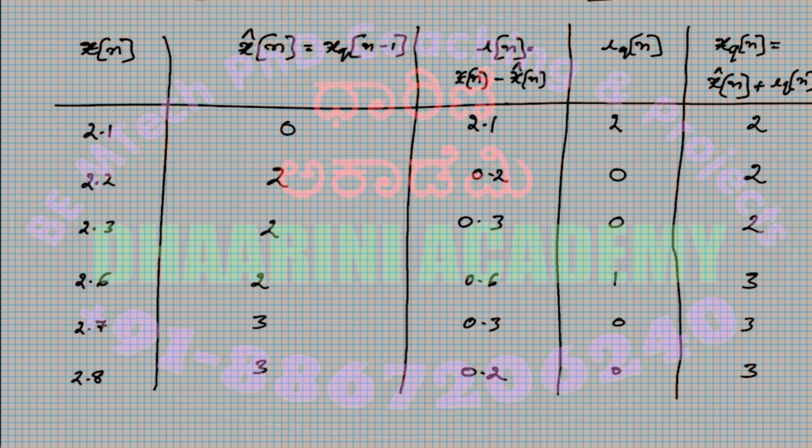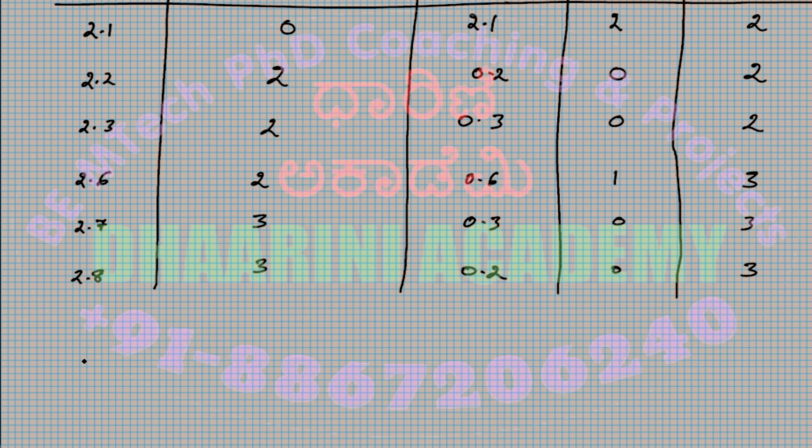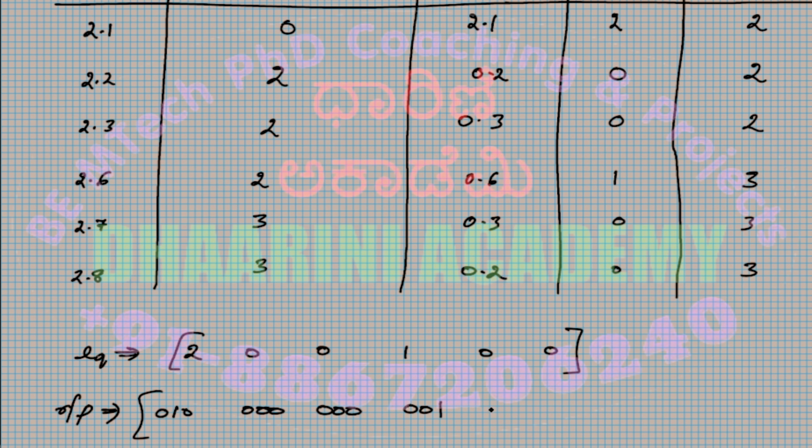First I'll write eq of n: 2 0 0 1 0 0. This is the EQ. So the output I'll write after doing the encoding. Just to show the purpose of encoding, I'll convert them into 3-bit numbers, because if it is just 0 and 1, 1 bit is enough. So you can convert as you require. So 010 000 000 001 000 000. So this is your output. Very simple, very straightforward.